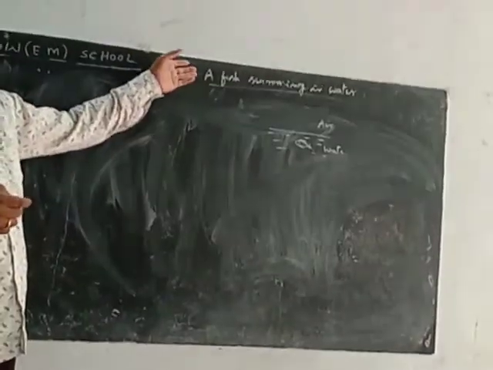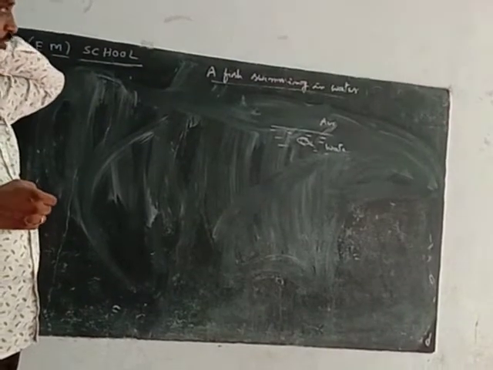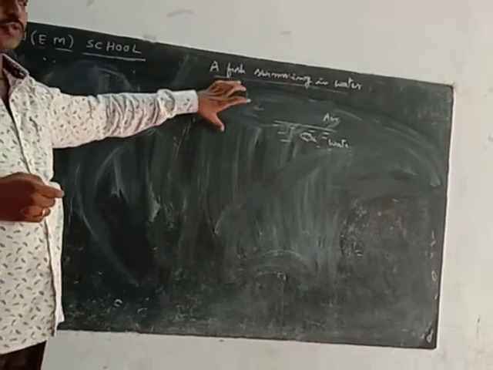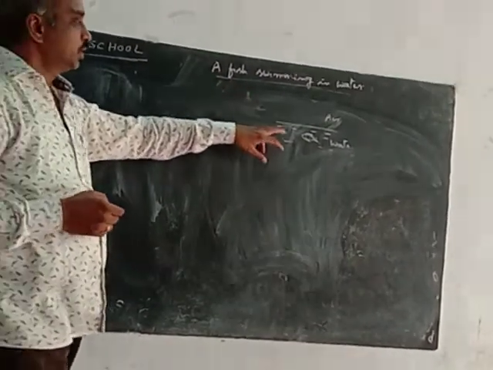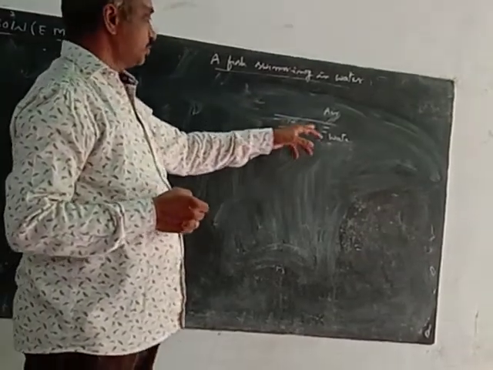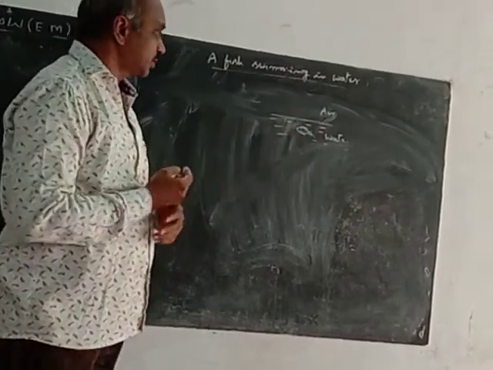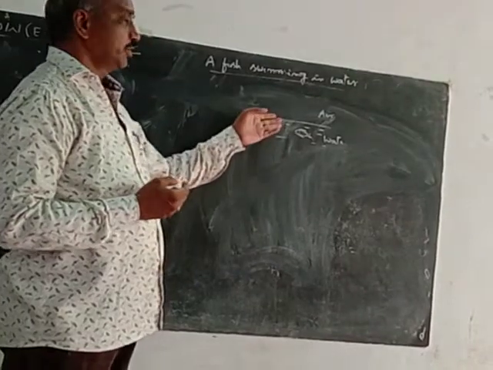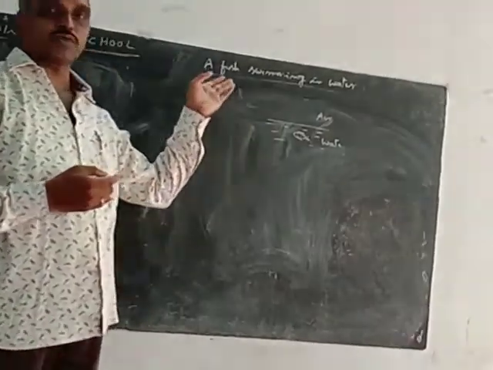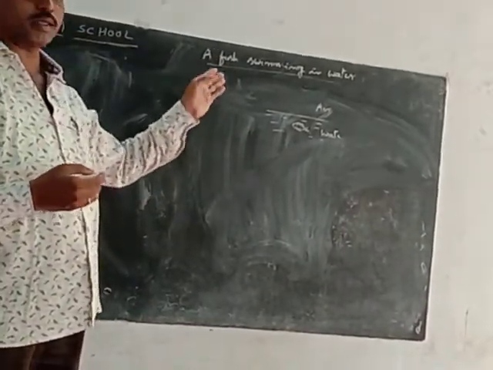This is one more question. Suppose a fish is swimming in water, it is difficult to shoot the fish. Why? A light ray is coming from water to air, that means denser to rarer medium. The image of the fish we can see is not the actual fish, so we cannot shoot the fish as it is.